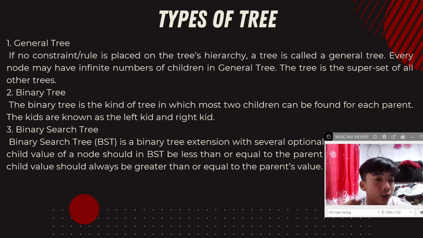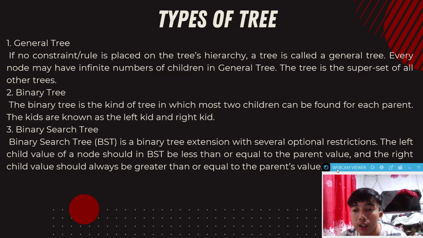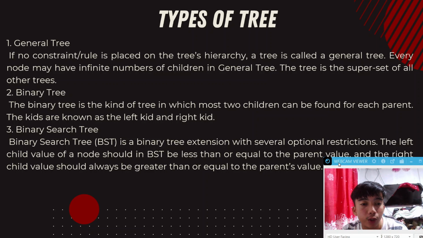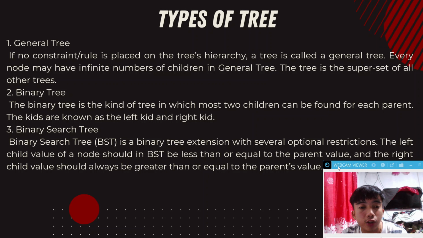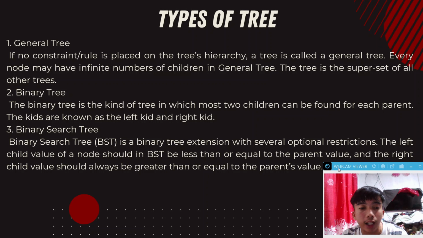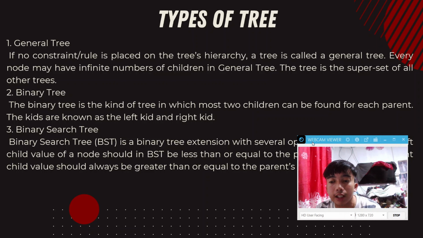And the third one is the binary search tree or the BST. Binary search tree or BST is a binary tree extension with several optional restrictions. The left child value of a node should in a BST be less than or equal to the parent value, and the right child should always be greater than or equal to the parent's value.